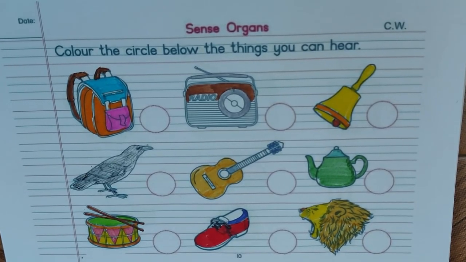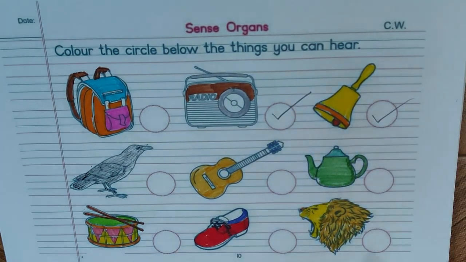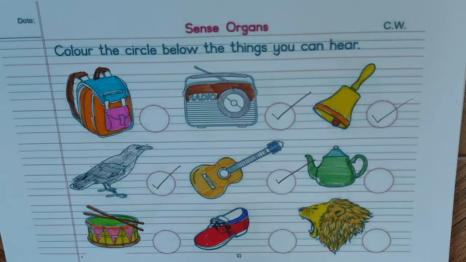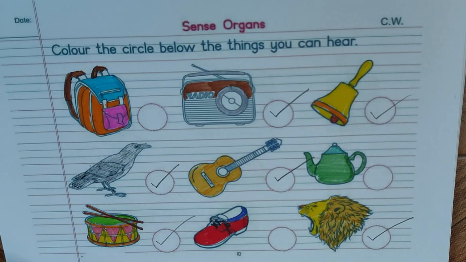Next is, color the circle below the things you can hear. So here are some things we have to color. In your case, you can color it. I will put a check in this circle provided just beside the objects which we can hear with our ears. For example, radio, bell, crow, guitar, a drum, and a roar of a lion. So we can hear all these things.